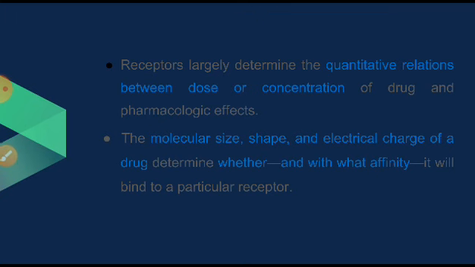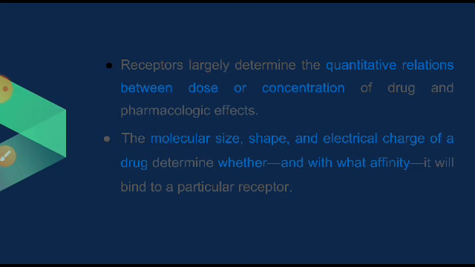Receptors largely determine the quantitative relations between dose or concentration of drug and pharmacological effects. So again, a very important point to understand here: receptors largely determine the quantitative relations between dose or concentration. So what dose of the drug has been given, what concentration has been given, determines what pharmacological effect, and you can measure the quantitative relationship between these two.